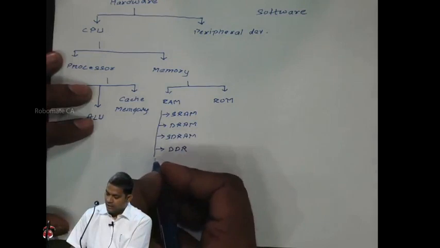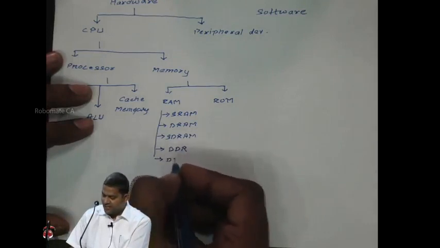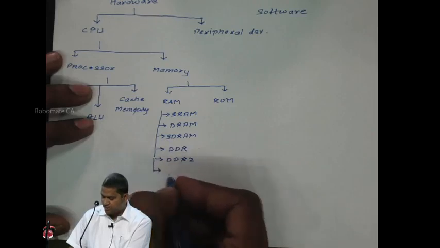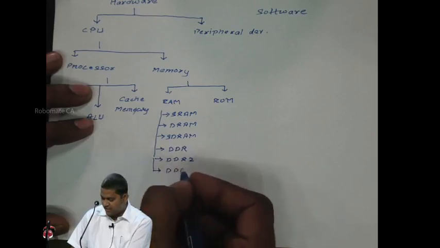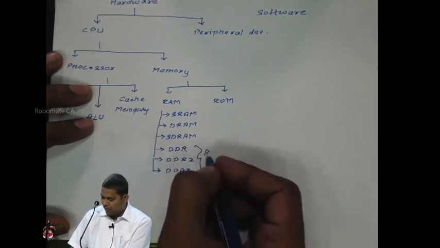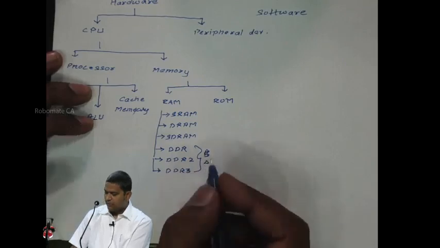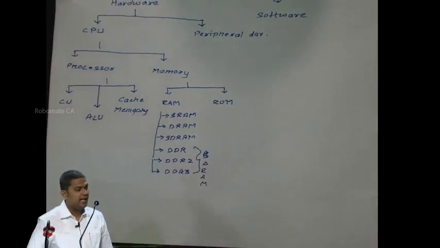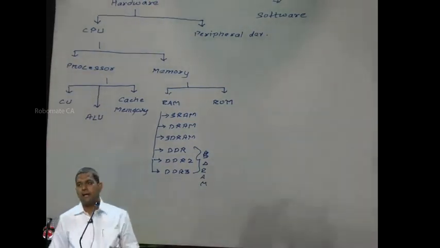Okay. The advanced version of DDR is DDR2, and the latest trend in the market is DDR3. All these three are a type of RAM only. I'm sorry, SDRAM. This is a type of SDRAM. Okay, DDR, DDR2, DDR3, double data rate. That's nothing but RAM.